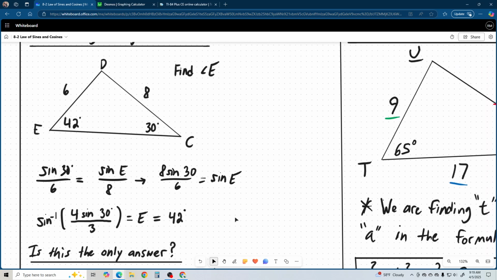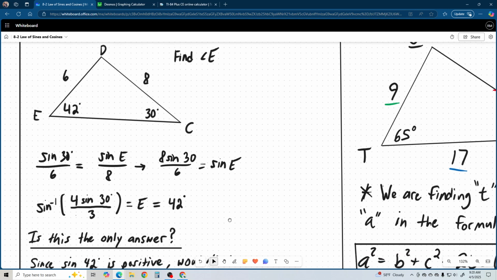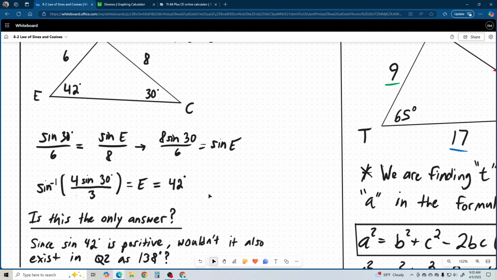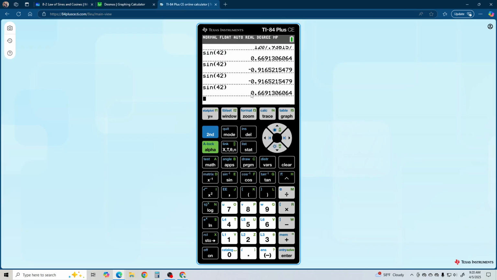Now, is 42 degrees our only answer? Well, I told you earlier the answer is no. We actually have two possible triangles that we can draw here, and I'm going to show you how to do that. It's actually kind of neat, right? So if we take the sine of this number, let's say sine of E is 42. Let's think about this. What is sine of 42 to begin with? Well, I did it a bunch here, as you can see. Sine of 42 is 0.669, so in other words, 0.67, let's say.